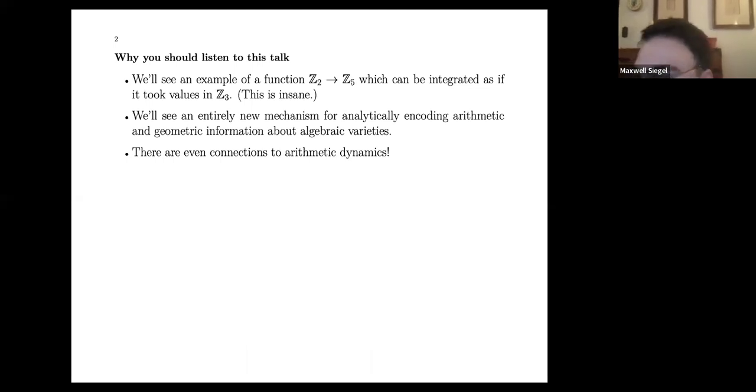In the process of unraveling this mystery, we'll encounter a totally new way of encoding arithmetic and geometric information, specifically information about absolute values of points on algebraic varieties and counting points on algebraic varieties in analytical objects, specifically by using algebras of measures and the algebras on which those said measures act. There will even be connections to arithmetic dynamics.